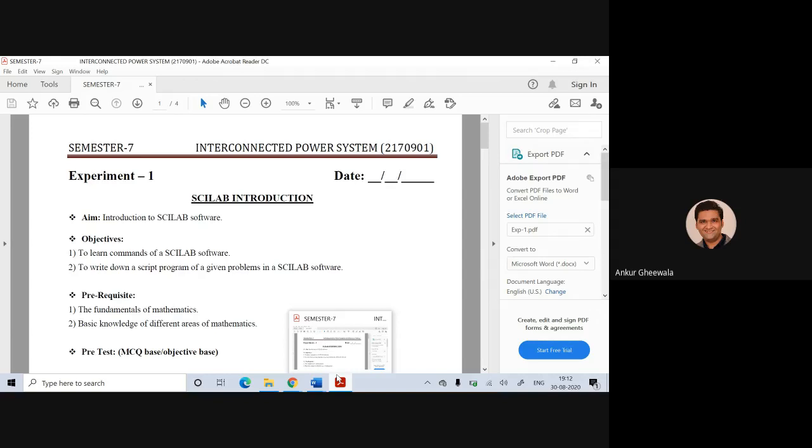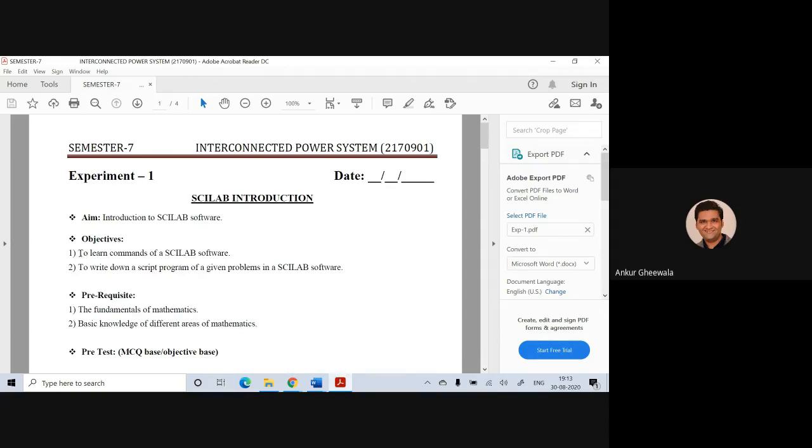First of all, read the aim. What is the aim of this experiment 1? Introduction of Scilab software. Then the objective. Now we will learn about different types of commands for Scilab software, because we have to solve our problems of interconnected power system with the help of Scilab. So before going to solve any kind of problem, we have to see what Scilab is. So let's talk about it.